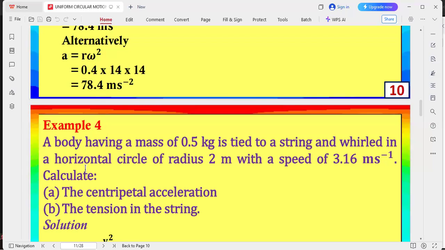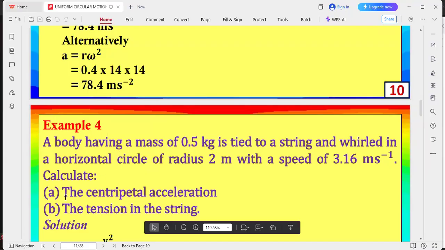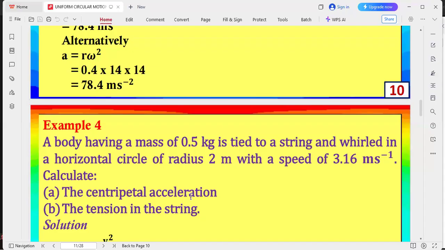Now that brings us to question number 4. A body having a mass of 0.5 kgs is tied to a string and whirled in a horizontal circle of radius 2 meters with a speed of 3.16 meters per second. Determine A, the centripetal acceleration. So you're going to do a equals v squared over r.